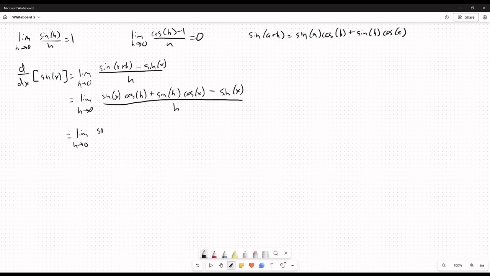So we'll have sine of x cosine of h minus sine of x. We'll group that together, plus sine of h cosine of x, all of that over h.